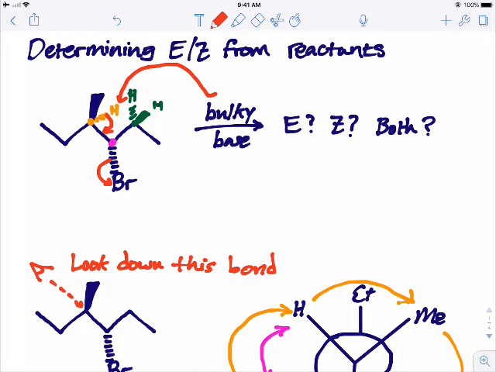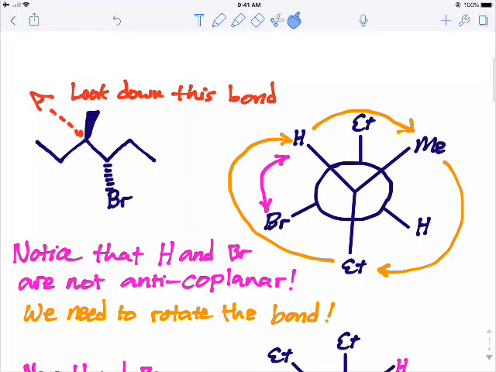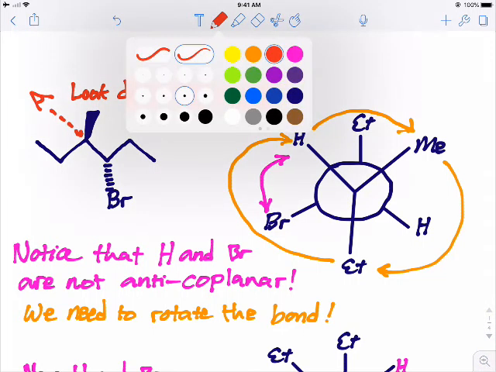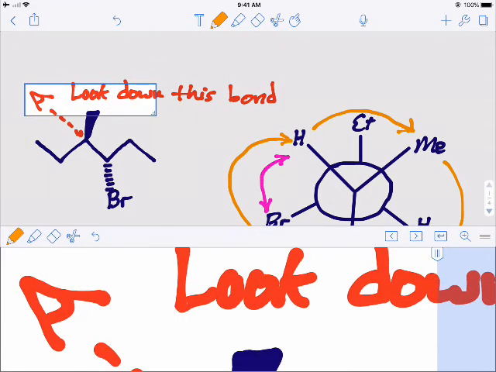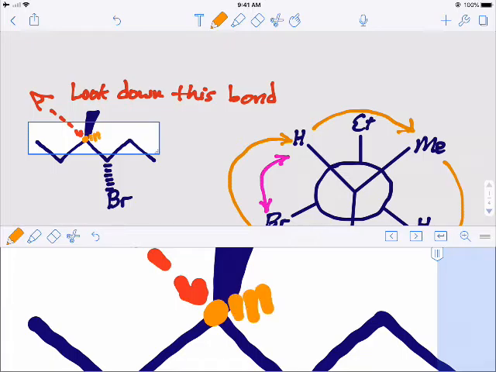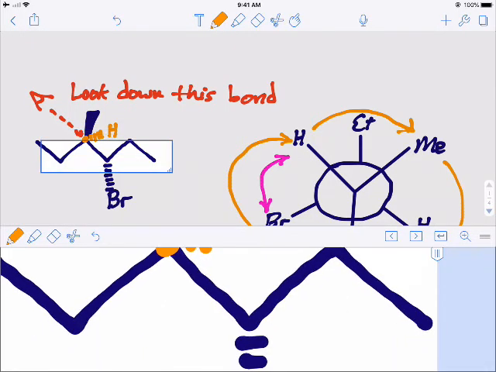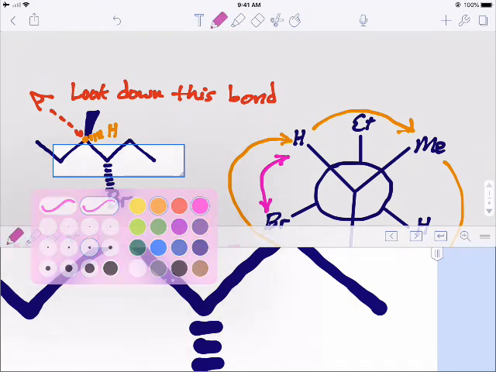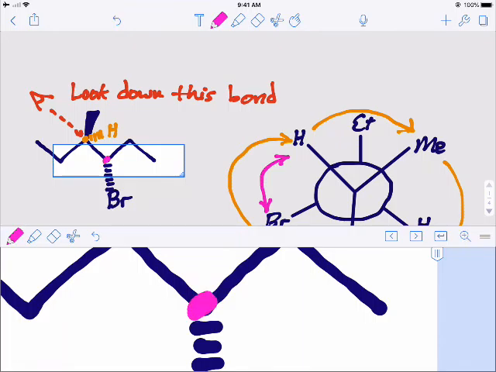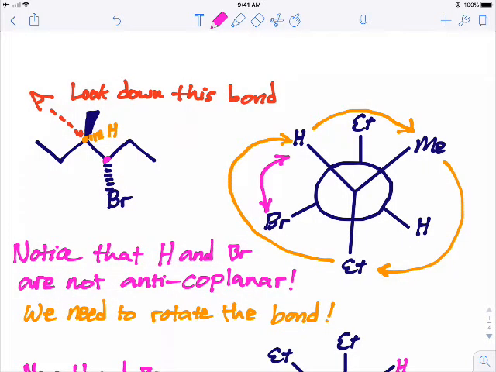So let's look at our molecule from the perspective of that bond. I want to look down the bond that involves our carbon with our hydrogen and our carbon with our leaving group. So we're looking down that carbon-carbon bond, the orange carbon, pink carbon bond. Now, if we did that, what would we see? Hopefully you can see from this perspective.